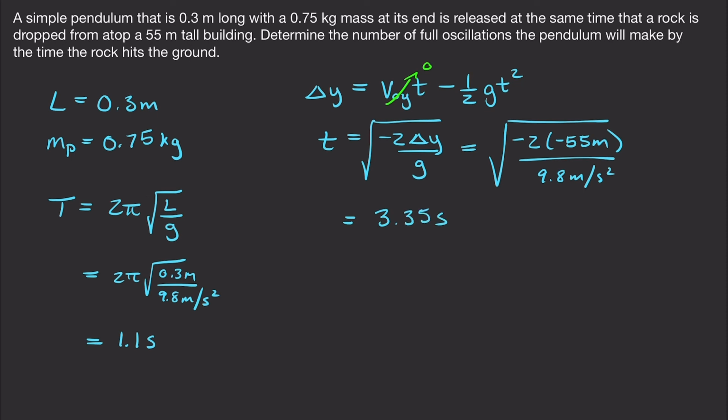And then we can just see how many periods are in this amount of time. So we do time divided by the period, or 3.35 seconds divided by 1.1 seconds. And that's going to give us 3 full oscillations. So the pendulum has time to oscillate 3 full times before the rock hits the ground.